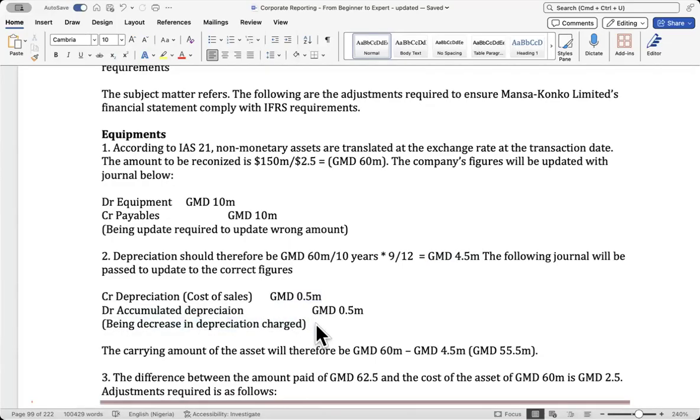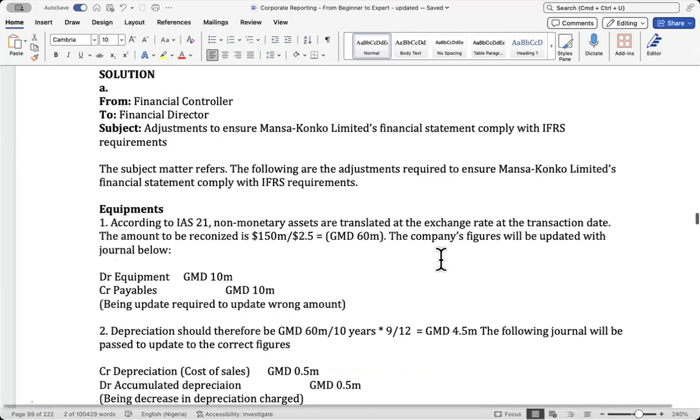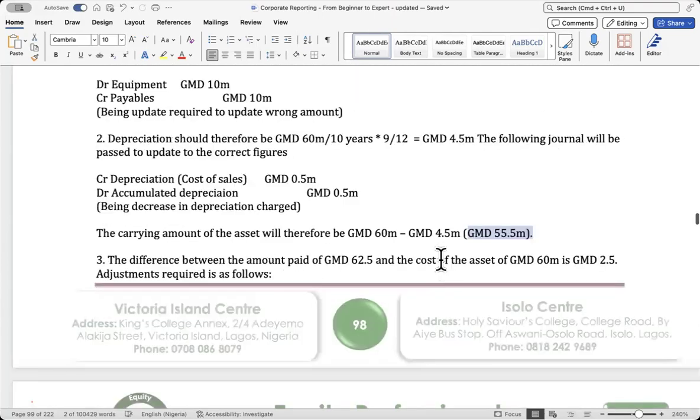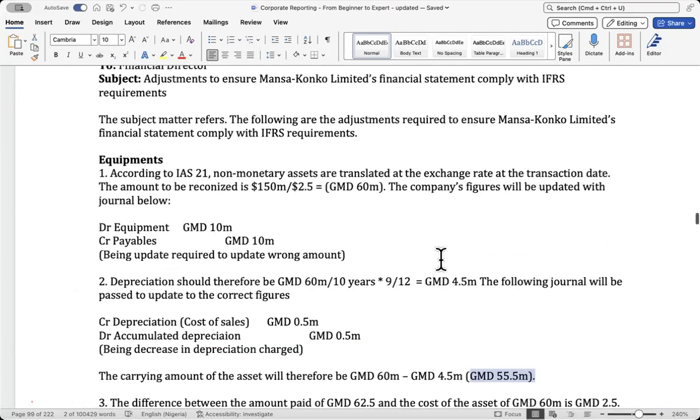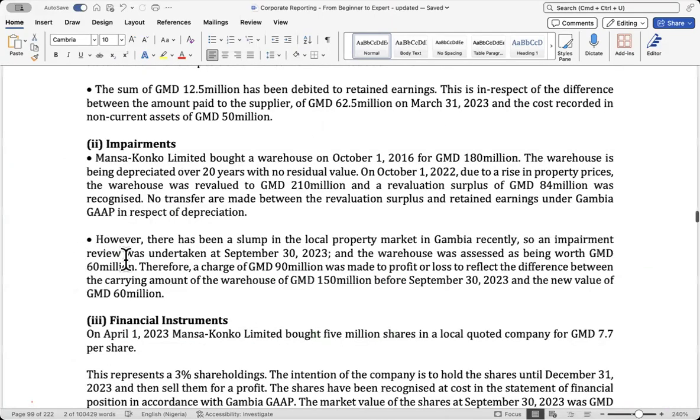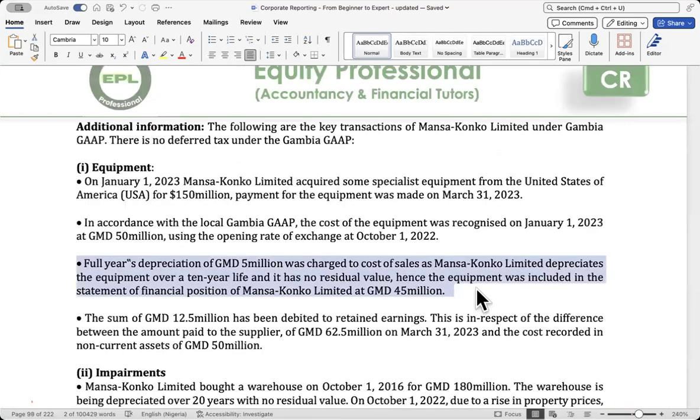So from our adjustment now, the carrying amount of the assets would therefore be 60 million minus 4.5. If you punch your calculator, that will give us 55.5. That's now the carrying amount of this equipment. Is that clear? Yes, it is. So let's go back to the question. So I've corrected this depreciation.